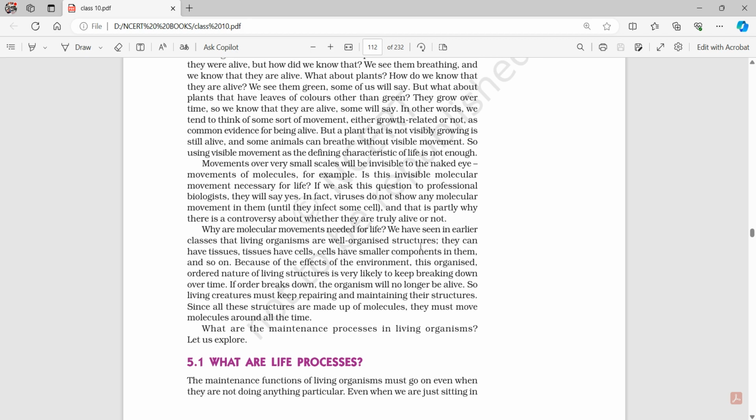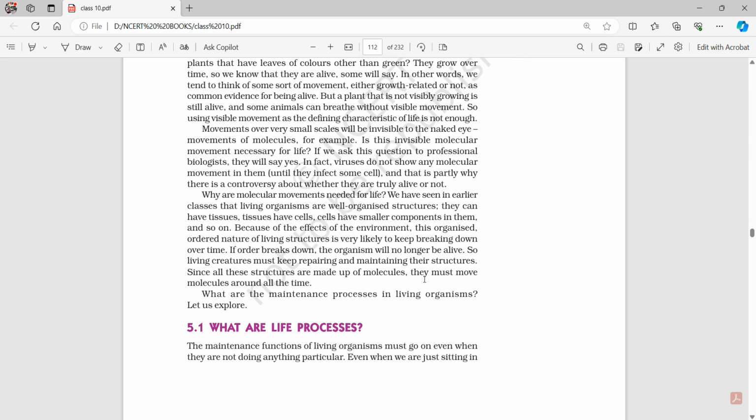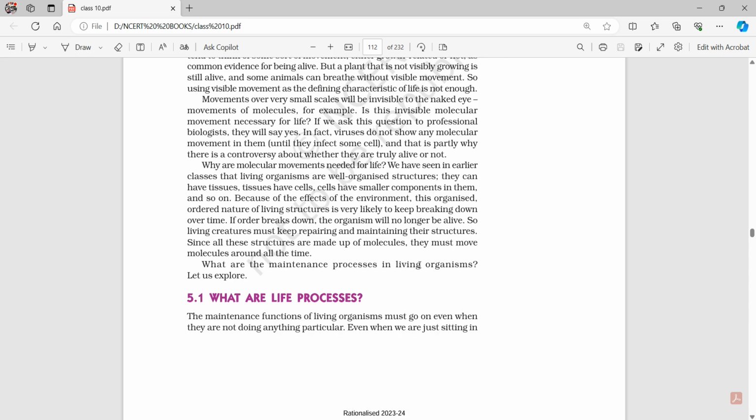We have seen in earlier classes that living organisms are well organized structures. They can have tissues, tissues have cells, cells have smaller components in them, and so on. Because of the effects of the environment, this organized, ordered nature of living structures is very likely to keep breaking down over time. If order breaks down, the organism will no longer be alive. So, living creatures must keep repairing and maintaining their structures. Since all these structures are made up of molecules, they must move molecules around all the time.